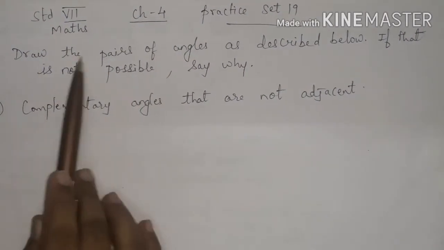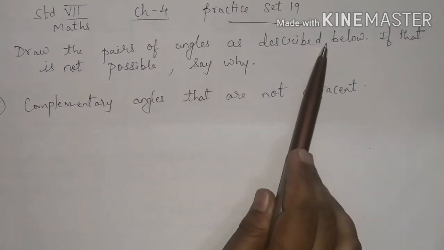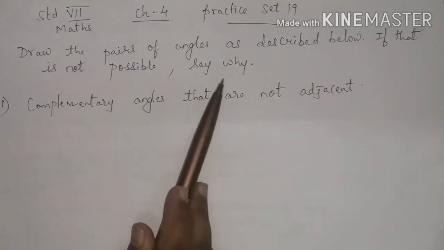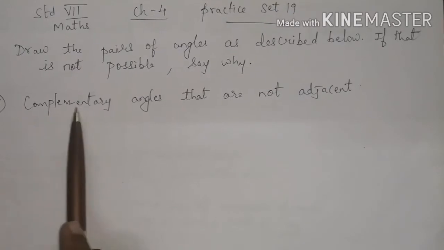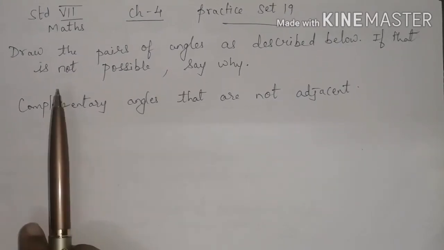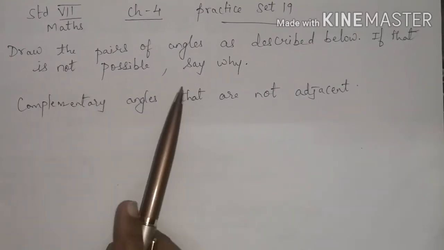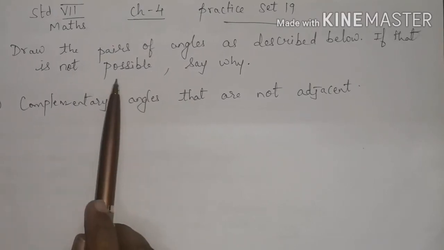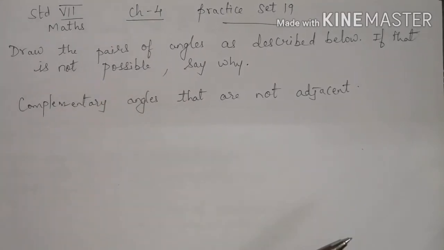They are asking to draw the pair of angles as described below. If that is not possible, say why. Here some angles we have to draw. If we can't draw, then we have to give the reason also why it is not possible. So before that, let me explain some concepts of angles in linear pair.